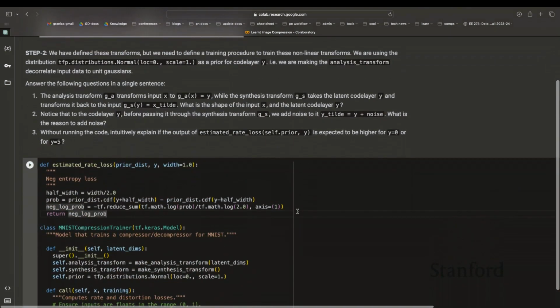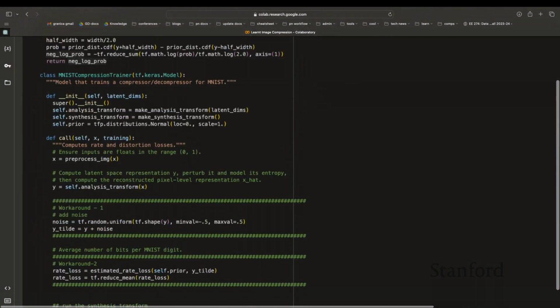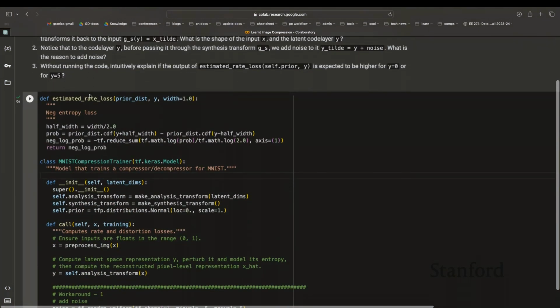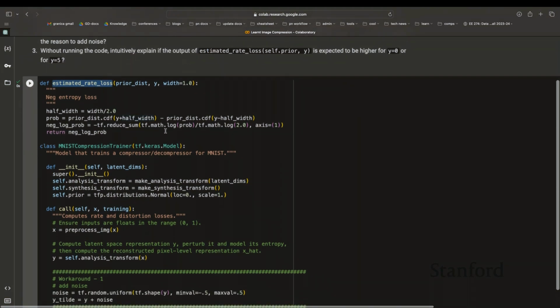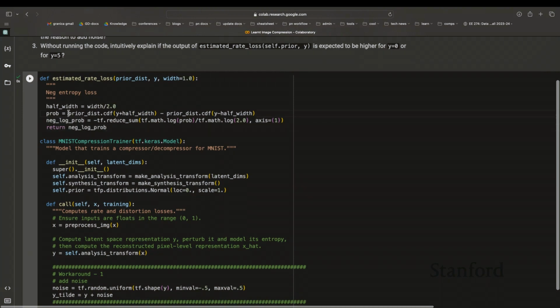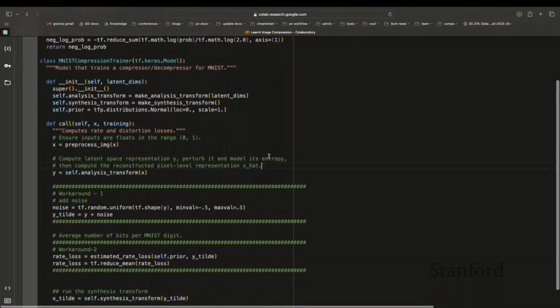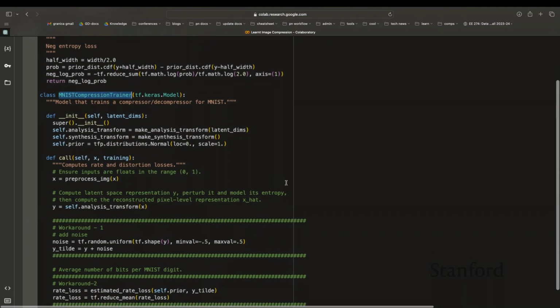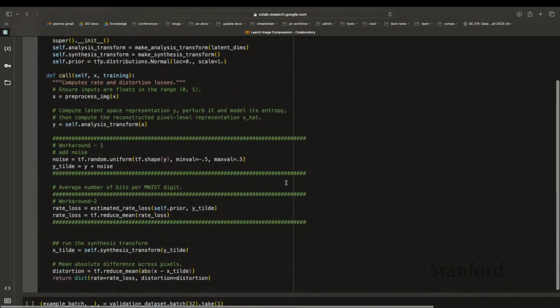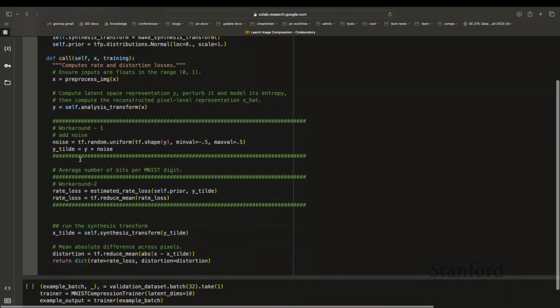Now, what we are going to do is define a loss function. So remember, we have to determine some log 1 over P of Z hat. That was our estimated rate loss. And the way we did it was the prior distribution CDF at Z hat plus 0.5 minus the prior distribution CDF at Z hat minus 0.5. So go home and look at this function. I'm not going to go through each line, but basically we are doing exactly the same thing we discussed in this notebook. Nothing fancier.